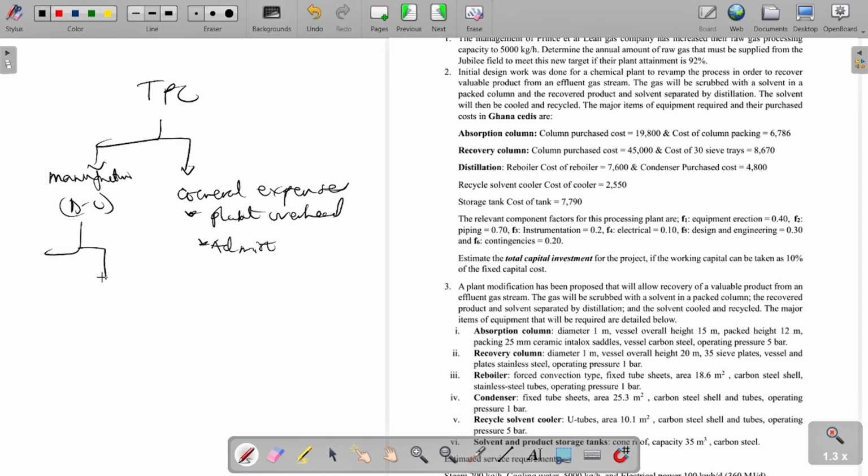And the manufacturing cost consists of the fixed operating cost, then we have the variable operating cost. So over here you can have something like the labor or the salary, so that we can have everything there.